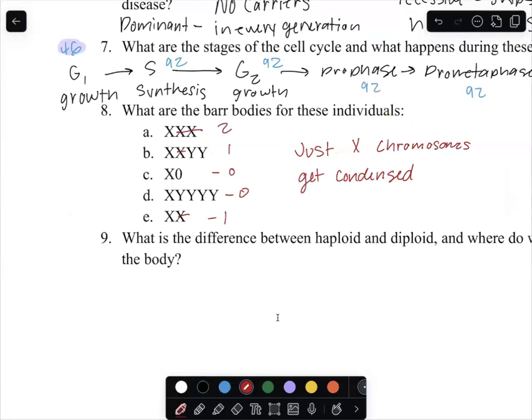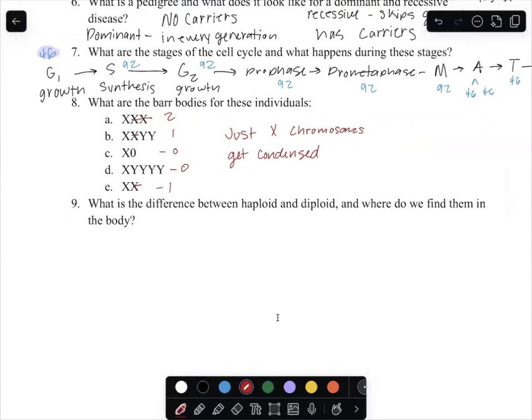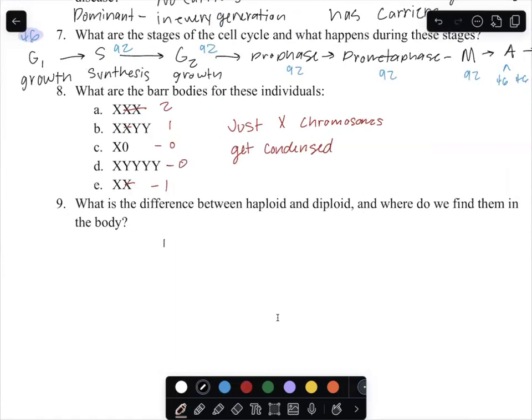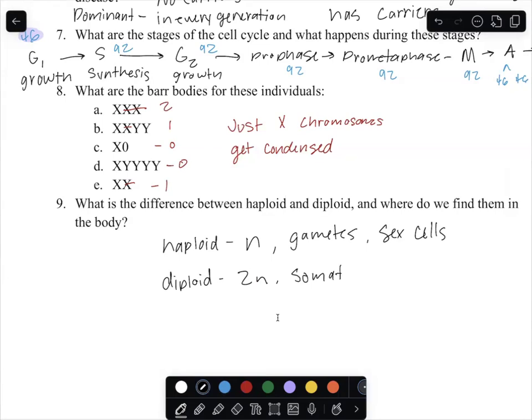Okay, what is the difference between haploid and diploid, and where do we find them in the body? So haploid is N, and diploid is 2N. And haploid would be the gametes, sex cells. Diploid would be our somatic cells. So basically every other cell but the sex cells.